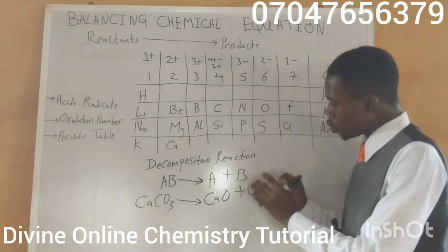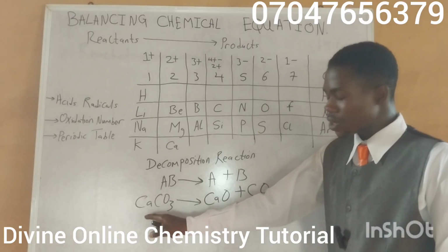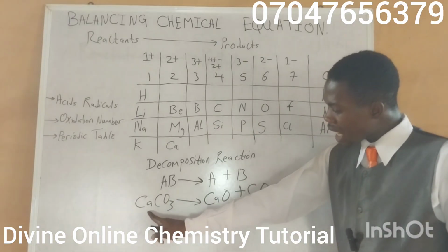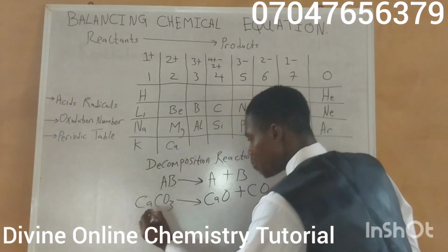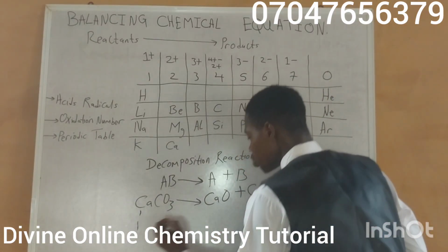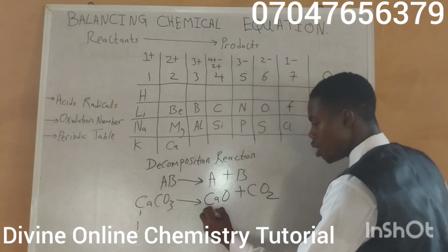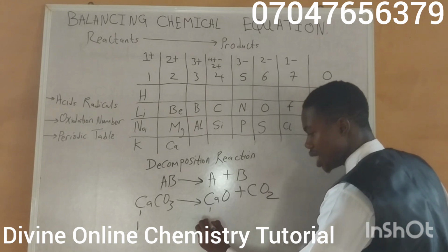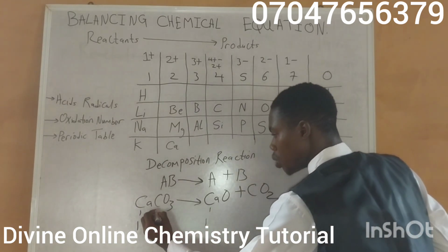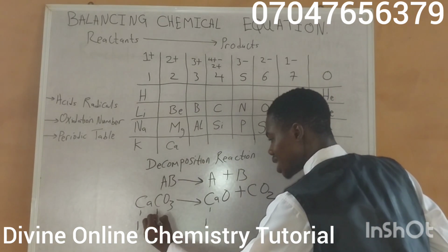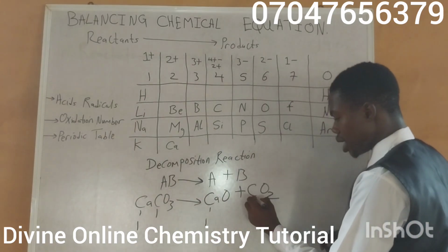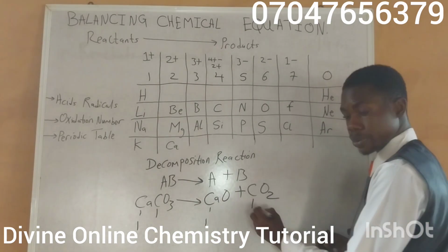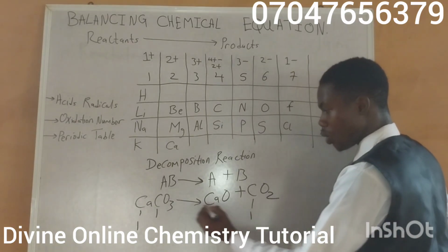Now, if you look at it very well, at the left hand side, which is the reactant side, we have one calcium here. So the number of moles of calcium is 1 here. Now if you come to the product side, the number of moles of calcium is still 1 here. Now what about carbon? The number of moles of carbon at the reactant side is 1. At the product side, it's also 1 here.